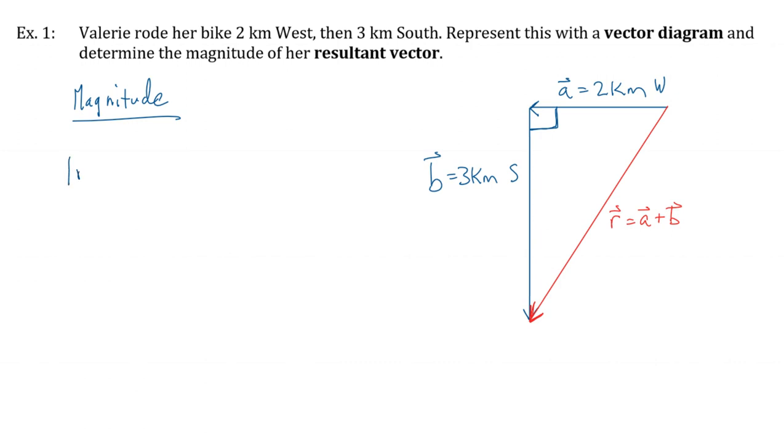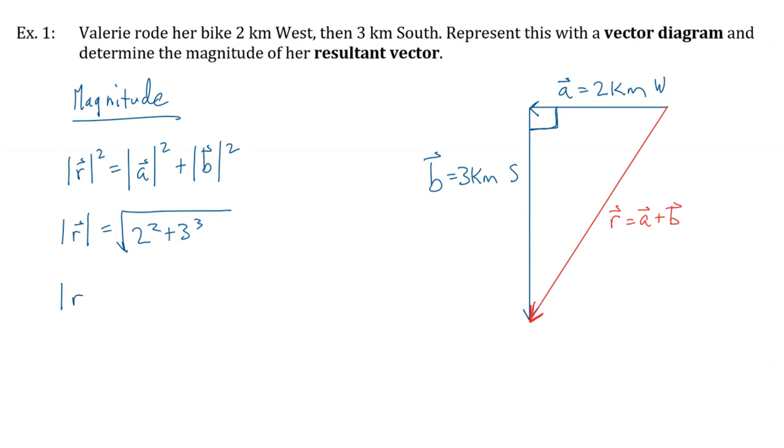So the magnitude of vector r squared will be equal to the magnitude of vector A squared plus the magnitude of vector B squared. Okay, so 2 kilometers, 3 kilometers, 2 squared plus 3 squared. So the magnitude of vector r is the square root of 13. 2 squared plus 3 squared.